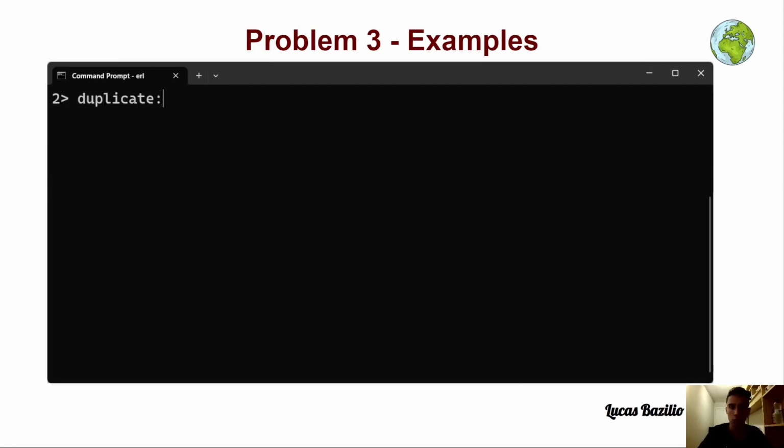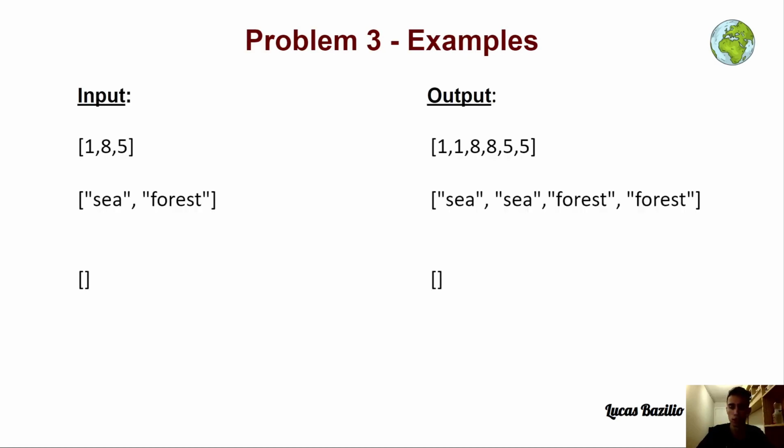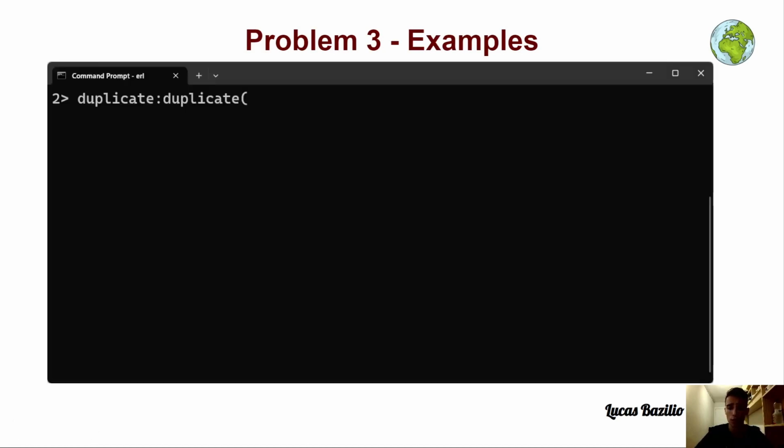So the name of the module is duplicate. The name of the function is also duplicate. And so here let us begin with the first example where the input list is [1, 8, 5]. So if our input list here is [1, 8, 5], we shall expect to see here the output of the resulting list [1, 1, 8, 8, 5, 5], right? Where we have duplicated each element. And so as we can see, this is precisely what we obtain.